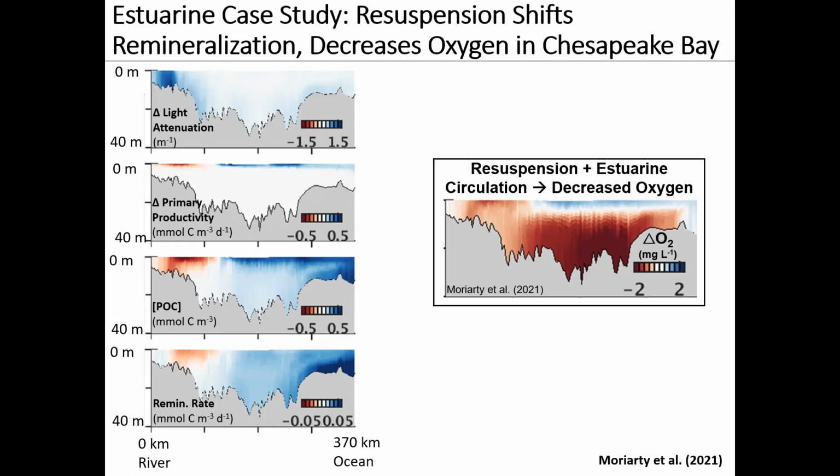But as that material settles, it increases the remineralization down here and decreases oxygen below the pycnocline in the Chesapeake Bay. And so we got decreased oxygen everywhere in bottom waters in Chesapeake Bay, even though you have the spatially variable impact on primary production and remineralization.